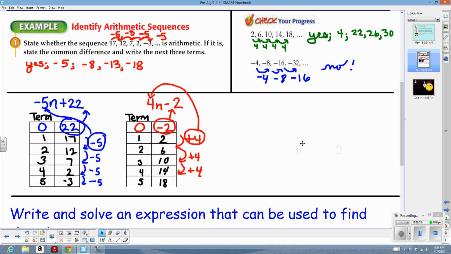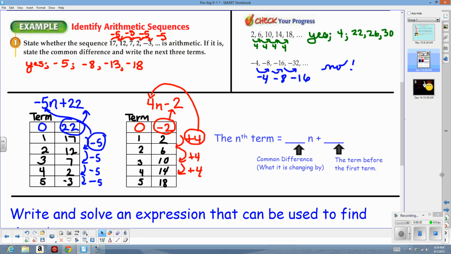That leads me to a rule that you'll want to make sure to get down in your notes. The nth term of an arithmetic sequence is equal to the common difference times n, or the term number, plus what else needs to be done to it. And you can find that by going to the term before the first term.